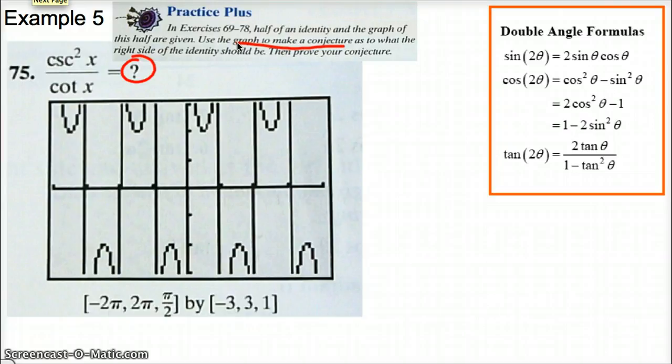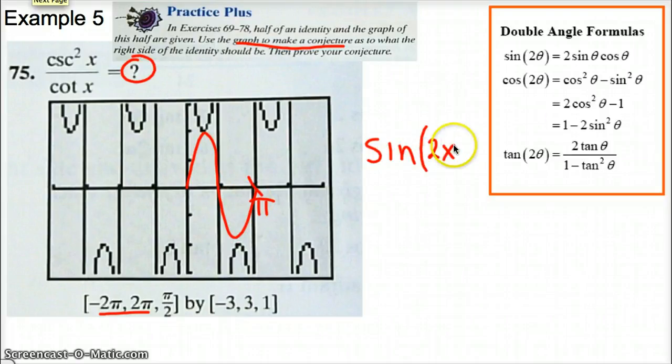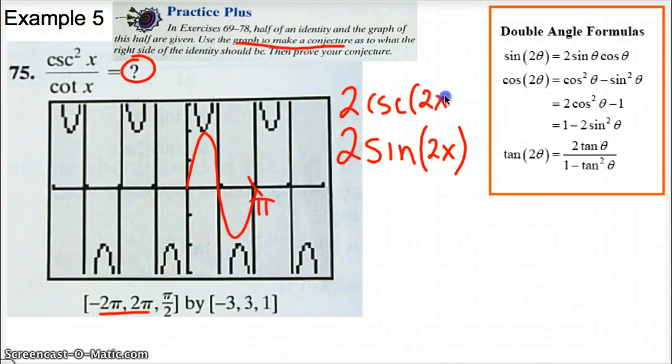My conjecture is that this graph, if I sketch this in, I can see a sine wave. It looks like the period only goes to pi based on my domain here. So if that wave has a rule of sine of 2x, it also has an amplitude change of 2. So the original function that was graphed in black would be 2 cosecant of 2x. So my conjecture is that this left side of the equation is equal to 2 cosecant of 2x.